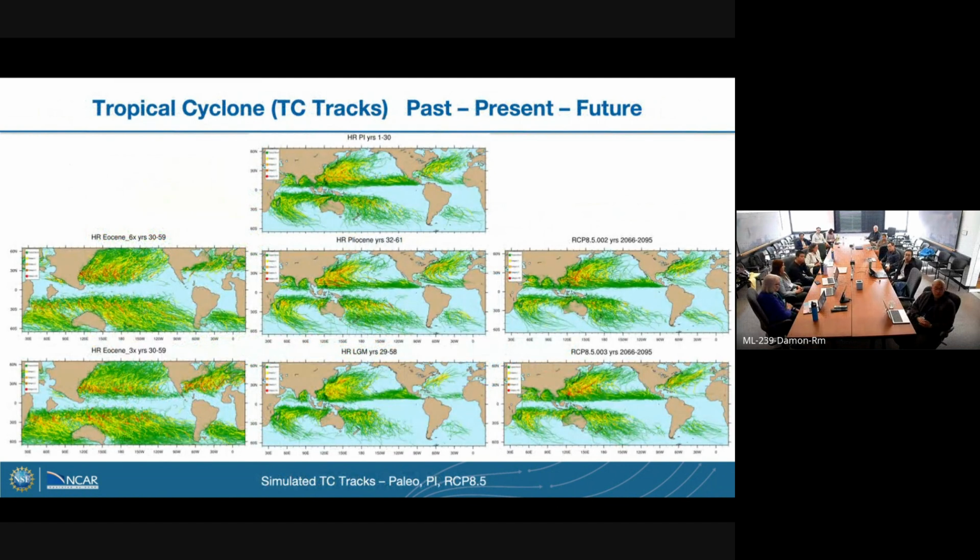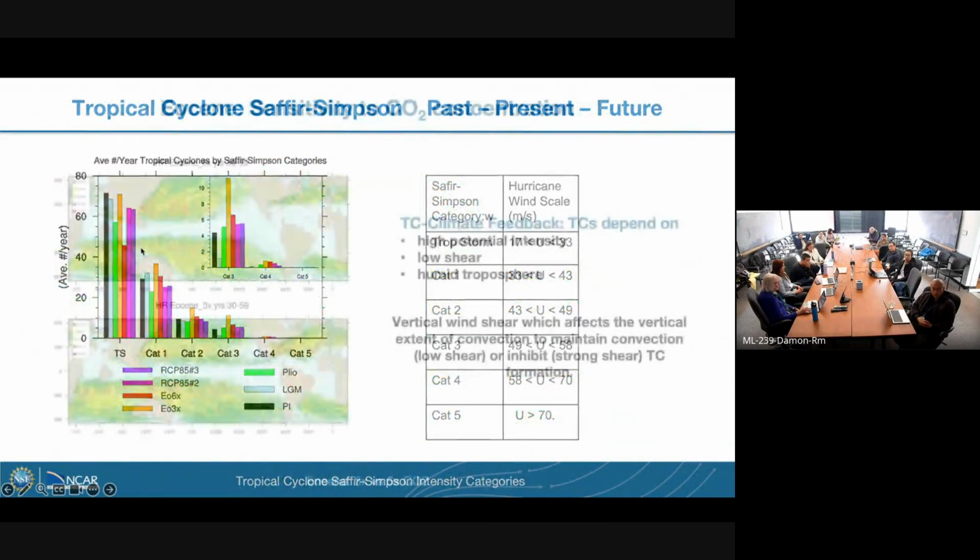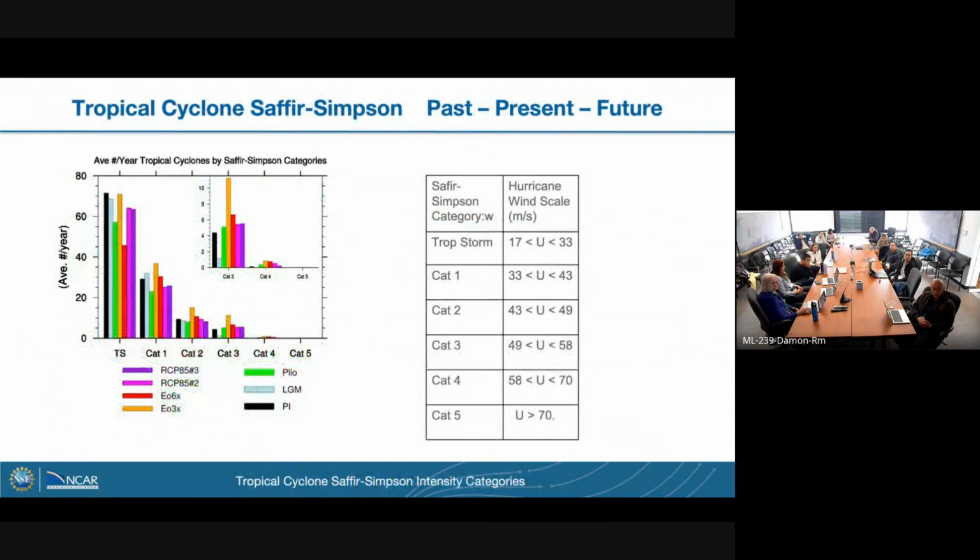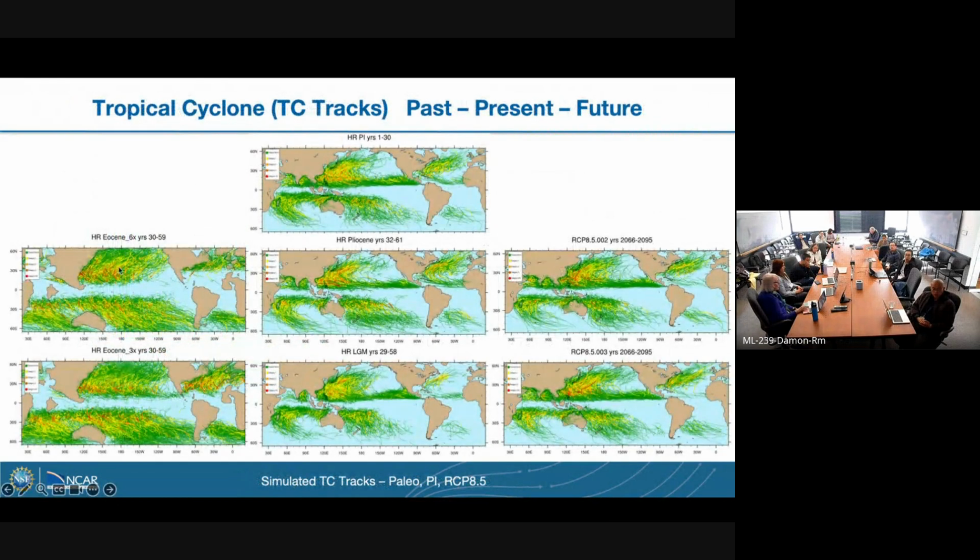And so this just shows the historical tracks again, and just a few things to note. If we just start with the Eocene here, you can see there are fewer tracks in the tropics. We can see that in the Eocene, the tropical cyclones extend to higher latitudes. Again, you see that there's kind of a dearth of tropical cyclone tracks here when you have 6 times CO2 versus 3 times CO2.